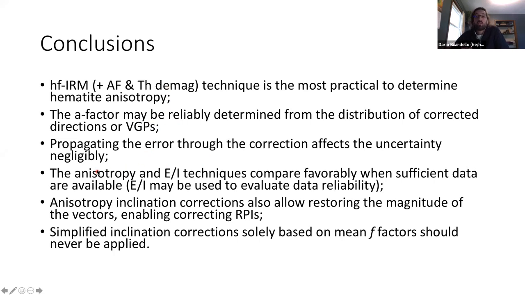There's a really good comparison in general between the EI correction technique and the anisotropy technique. So both are viable provided that we have a large enough number of samples, and the EI technique does have additional benefits. Although I would argue that just measuring the fabric in a rock has many benefits in itself. We can use anisotropy corrections to restore and correct for the relative paleointensity estimates. And I would really hope that these corrections start being applied more routinely. And we cannot apply simplified inclination corrections solely based on the average F factors that we observe. So thank you very much.